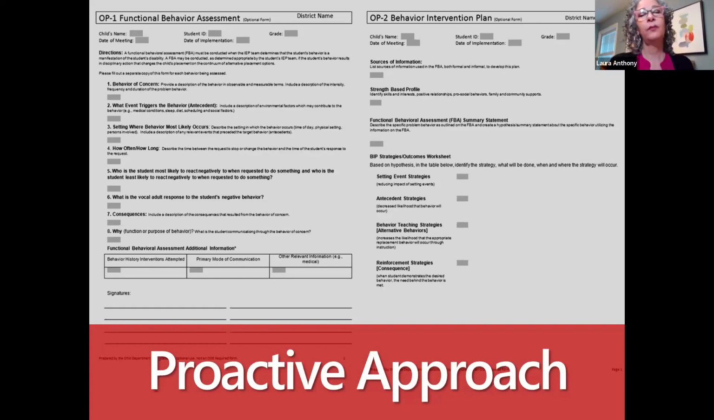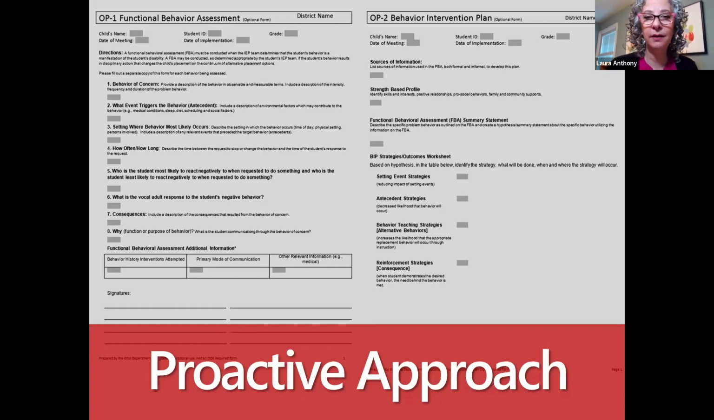When do you have to do that? Well, you have to do it when the discipline is a change of placement. Okay, so that's a requirement. When should you be doing a functional behavior assessment? Anytime. It's always appropriate anytime there's behavior that interferes with that student's learning or the learning of others.